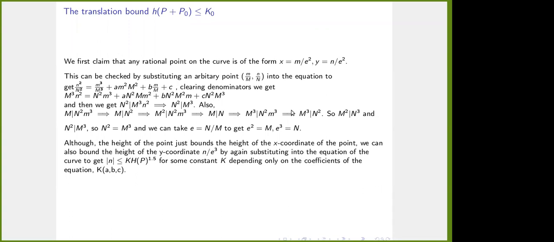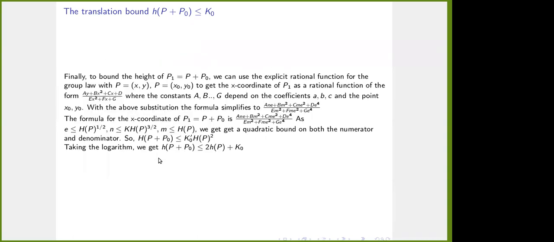So already we've got a bound for the denominator of the y coordinate, which is e cubed in terms of e square. So we got a bound on the denominator, but we can also get a bound on the numerator of the y coordinate. So again, you substitute the equation into the curve, you solve for n and you get that it will be the height of the point p, so in terms of all this, you get height of p times 1.5. Okay. So this is the main part of this translation proof.